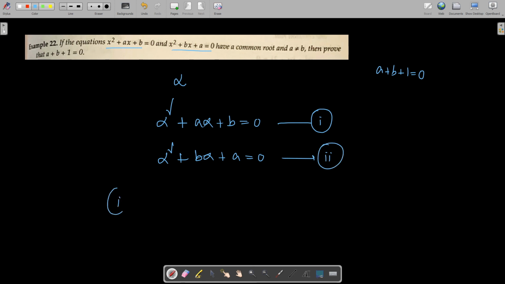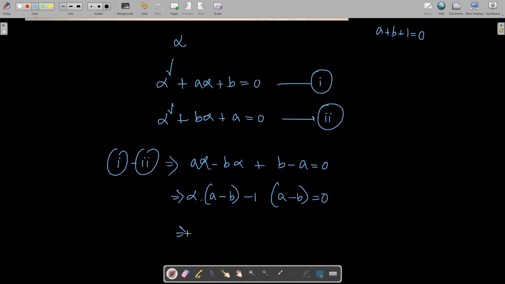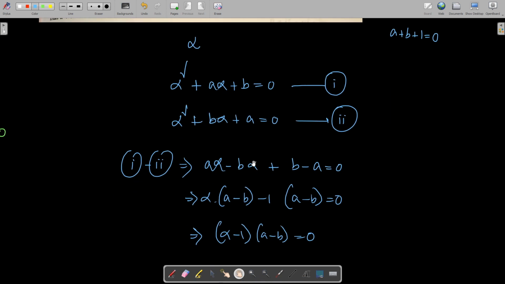Now if we do 1 minus 2, what are we going to get? Alpha square will get cancelled. It will be a alpha minus b alpha plus b minus a equals 0. So if we take alpha common, what am I going to get? A minus, sorry, my bad. It will be a minus b. If I take minus 1 common, what am I going to get? A minus b equals 0. So from here, what we will get is alpha minus 1 into a minus b equals 0, right?